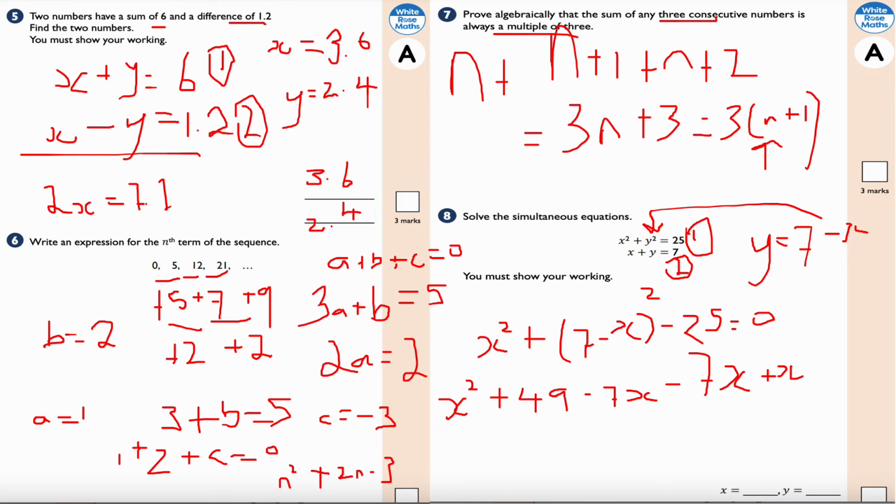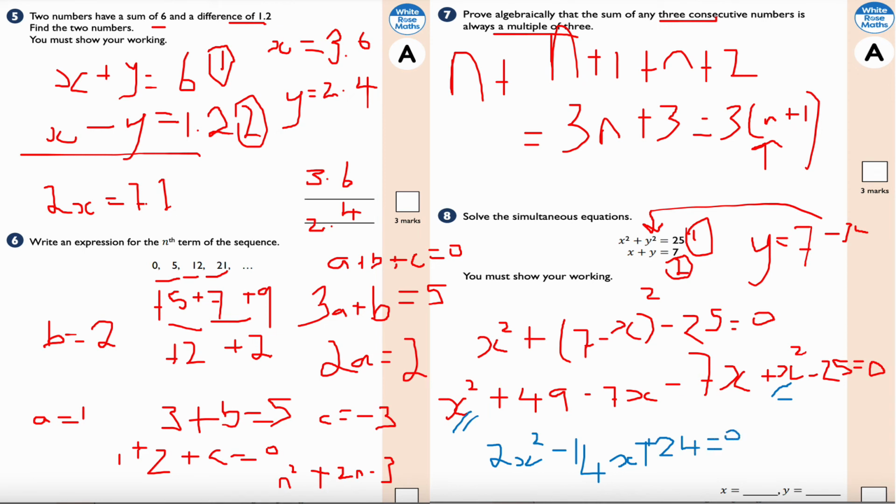I'm now going to subtract the 25, and that has to equal 0. I'm now going to combine all of my like terms together. So all of my x squared terms together, all of my x's together separately, and all my number terms. So x squared plus x squared is 2x squared. Minus 7x minus 7x is minus 14x. So be careful with your signs here, guys. Plus 49 minus 25 actually gives us, I believe, plus 24, if I'm not mistaken. That has to equal 0.